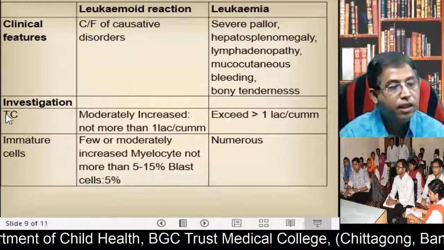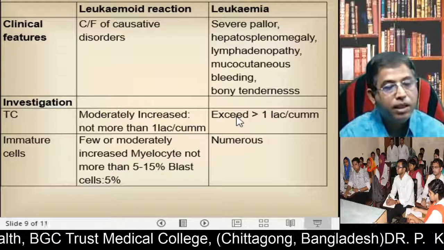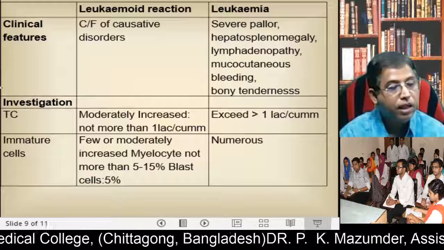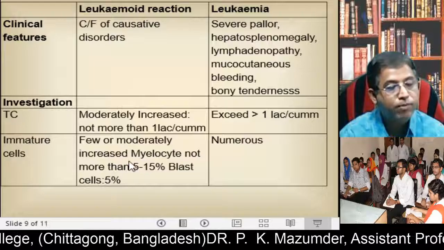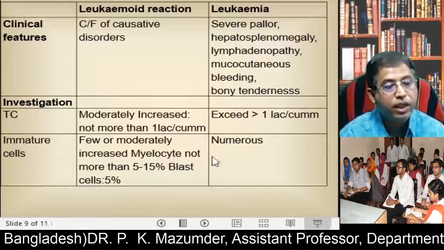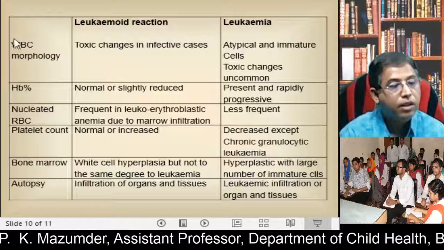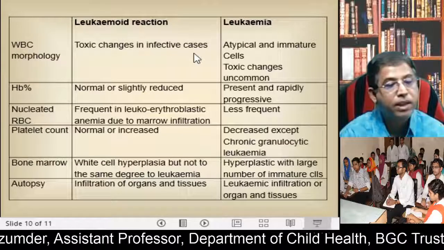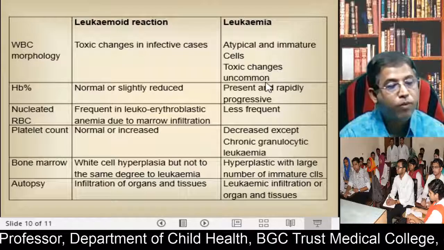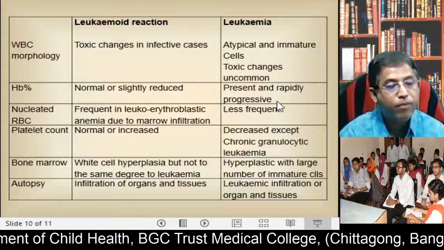And investigation, total count moderately increased, not more than 1 lakh per cubic millimeter, and in case of leukemia it exceeds more than 1 lakh per cubic millimeter. And immature cells, there are few or moderately increased myelocytes, not more than 5 to 50%, blast cells less than 5%. In leukemia, they are numerous. In leukemoid reaction, WBC morphology shows toxic changes in the infective cases, but in leukemia, atypical immature cells, toxic changes are uncommon. Hemoglobin percent is normal or slightly reduced, whereas in leukemia it is present and rapidly progressive.